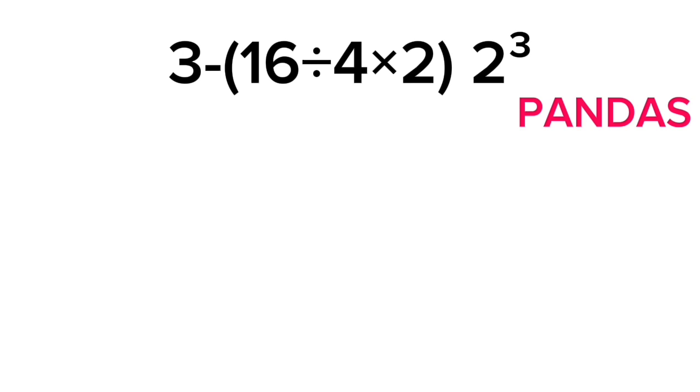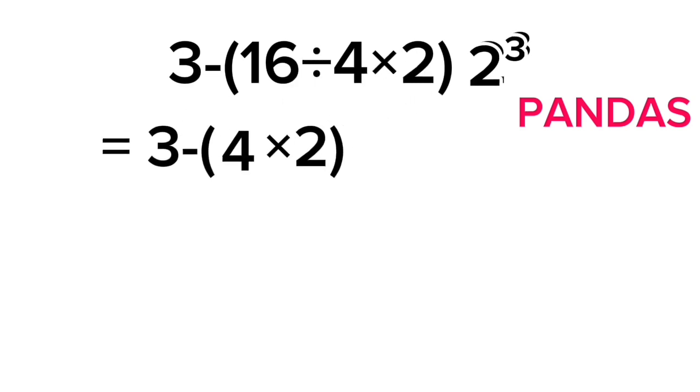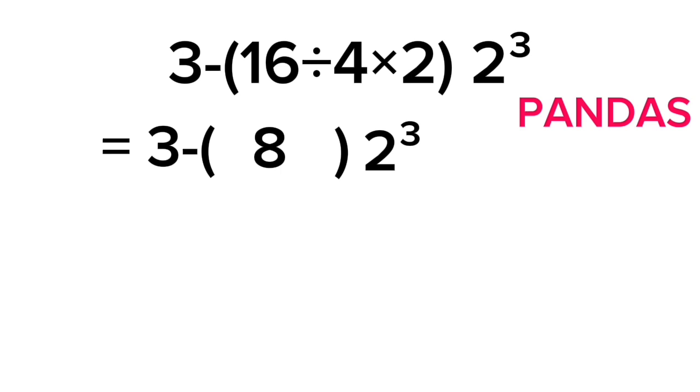It's very important to remember that multiplication and division are at the same level of precedence, and we must perform these two operations from left to right. So first we go for the division between 16 and 4, and instead of this equation, we can write 3 minus (4 times 2) and multiplied by 2 cubed. In the next step, we go for the multiplication between 4 and 2. I'll write this equation as 3 minus 8 multiplied by 2 cubed.